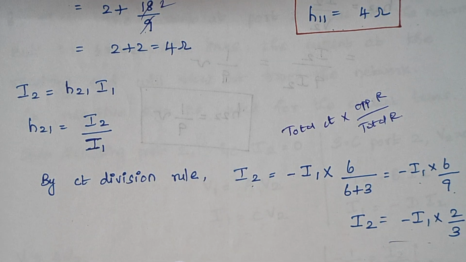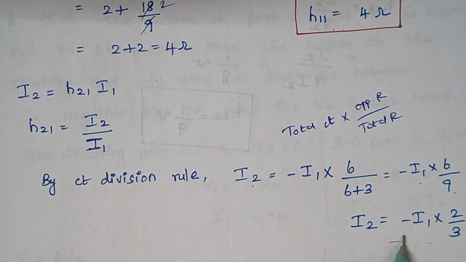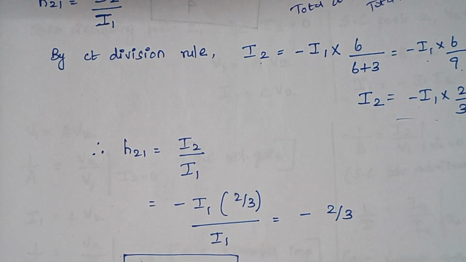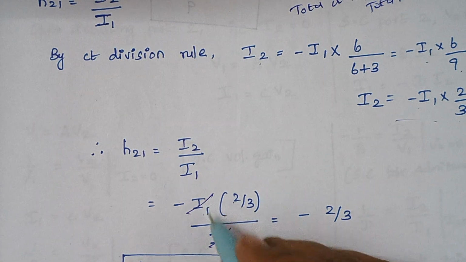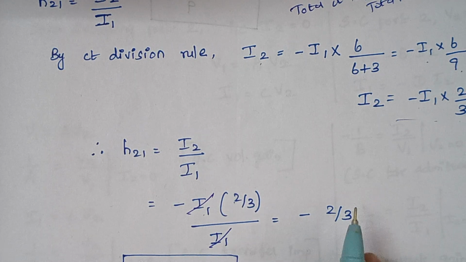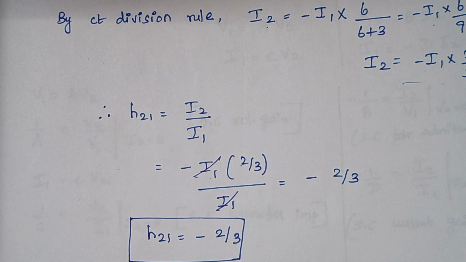What is H21? It is I2 by I1. In the place of I2, just substitute this equation. So when you substitute, I2 is equal to minus I1 into 2 by 3, divided by I1. Now the I1 terms cancel each other, and finally we have minus 2 by 3. Therefore H21 is given by minus 2 by 3.